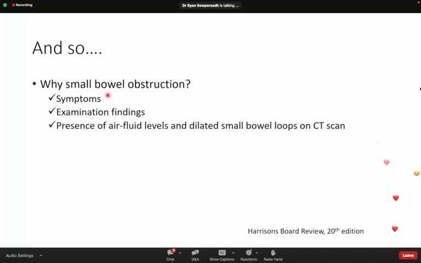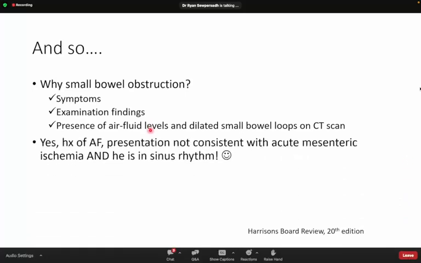Because of his symptoms. He gave you classic symptoms, right? He says colicky pain, he vomits, it gets better, then it gets worse. Okay, he's not passing flatus. Exam findings we found, and the presence of air fluid levels and dilated small bowel loops on CT scan. Okay. And yes, there is a history of atrial fibrillation.